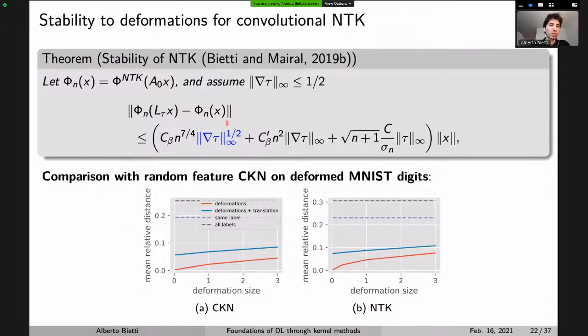And actually, this square root comes from the fact that when you do NTK, you have the derivative of the ReLU. So you have a different arccosine kernel for the step activation, and this gives you a little bit less stability.